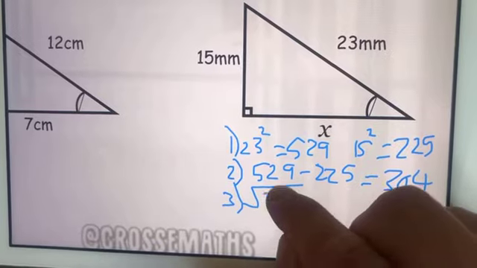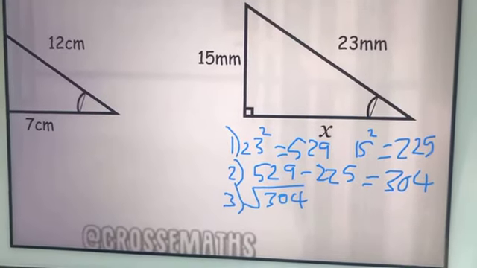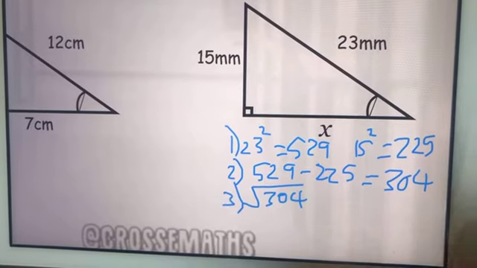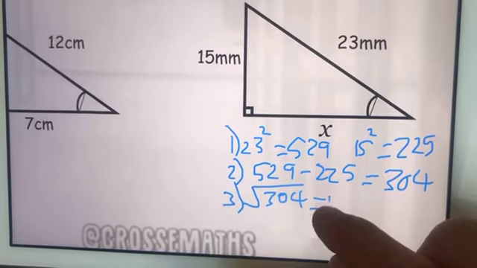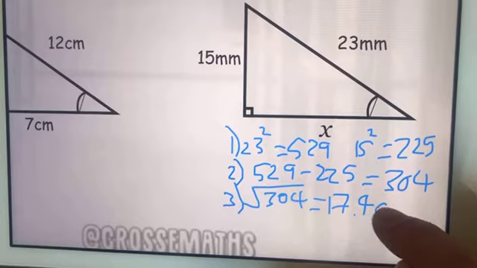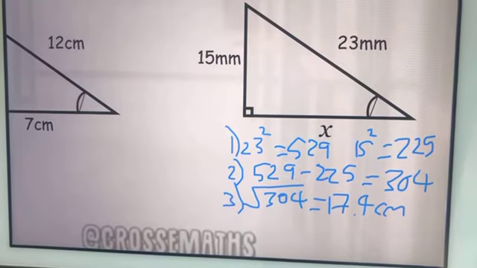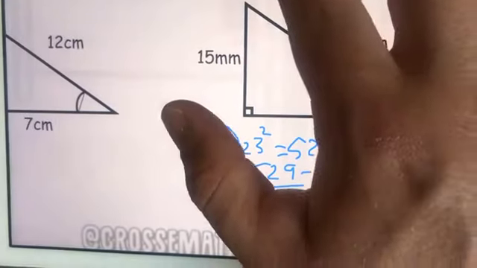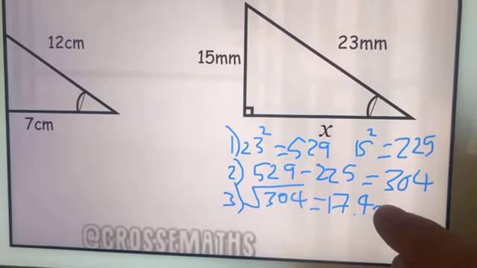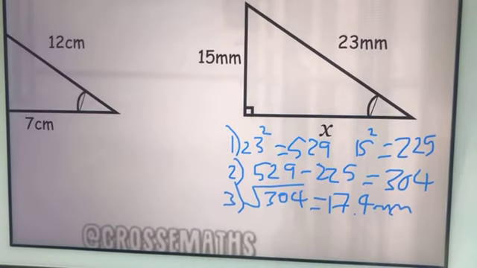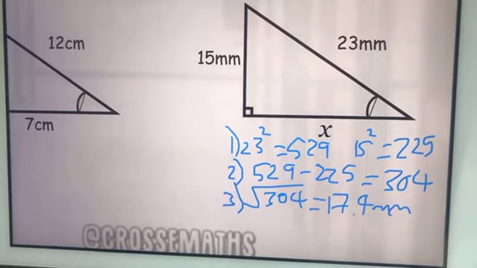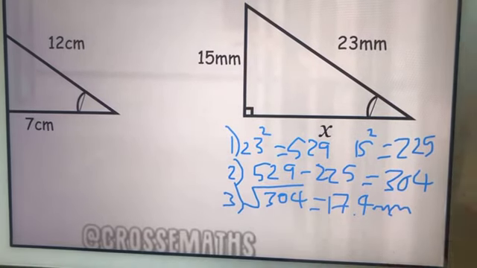And then step 3 is always to square root your answer. So if I got 304, I'm going to square root that, which gives me 17.4 centimeters. Or not centimeters, sorry. Made 2 mistakes now. Millimeters. 17.4 millimeters. Again, very, very easy topic. Just got to make sure you pick whether you're looking for the long side or the short side right at the start of the question.